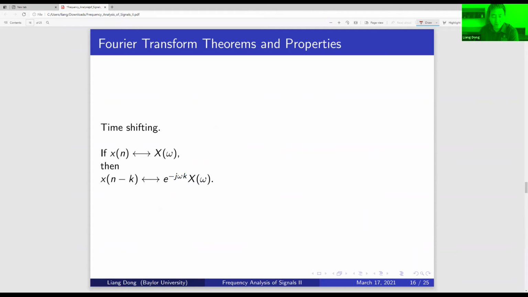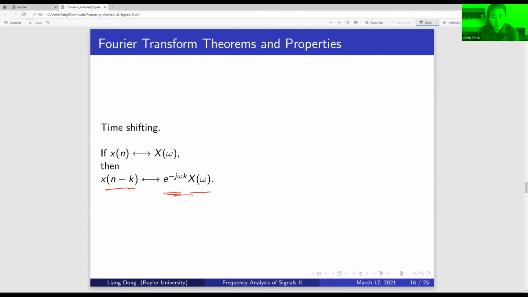Time shifting is if I have a Fourier transform pair, little x[n], capital X(omega), then if I have a time delay, so the signal is x[n minus k], then in the frequency domain, I'll have capital X(omega) multiplied by e to the power negative j omega k. Okay, that's a time shifting. Now, if k is a positive number, then that's a time delay. If k is a negative number, that's a time advance. We are looking at a future signal. So here is what we have for time shifting.